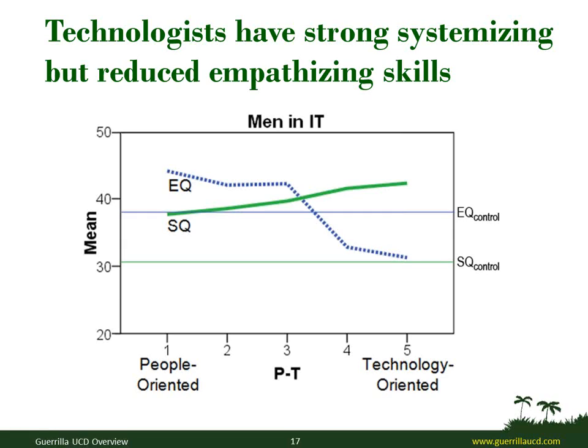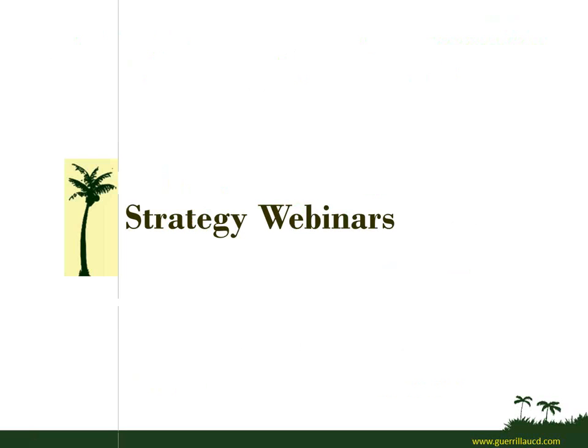I should just quickly add that in the normal population, these two quotients are entirely uncorrelated. There is no correlation whatever between EQ and SQ, empathizing and systemizing, in the general population. It only becomes interesting like this predominantly in men and predominantly in people involved in science and technology. And I'll talk more about that in the boot camp.